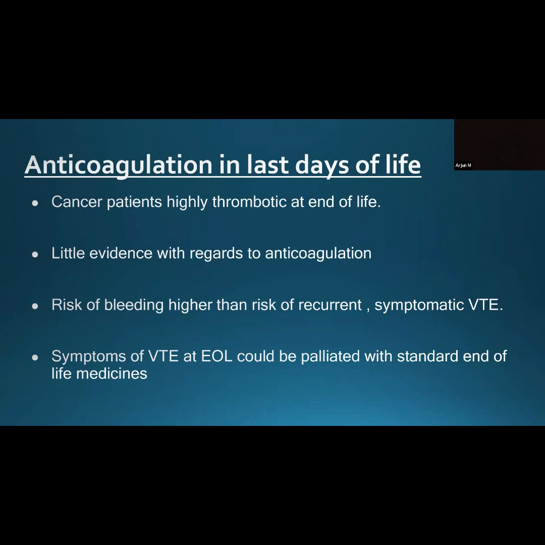So what is generally considered is that the risk of bleeding in these patients who are at their end of life is higher than the risk of a recurrent or symptomatic venous thromboembolic event. And since the risk of bleeding is high, it is preferred that instead of starting anticoagulation for patients in end of life, we manage the symptoms of a venous thromboembolism with the standard end of life medications like opioids, benzodiazepines, as such. Their symptoms and suffering can be controlled with these medications, which can in turn improve the quality of life.